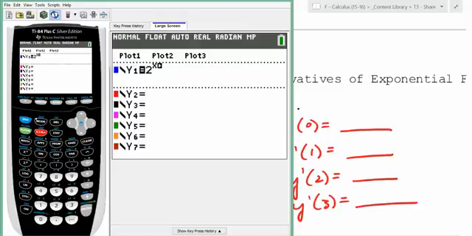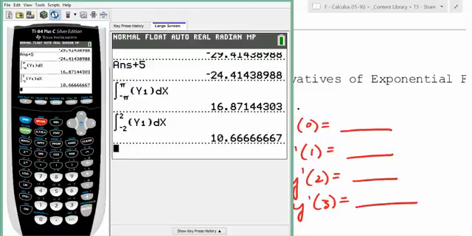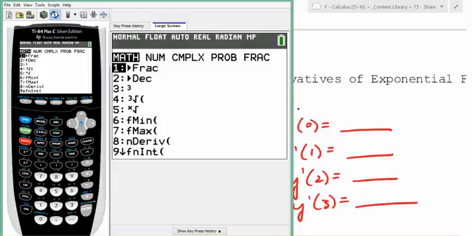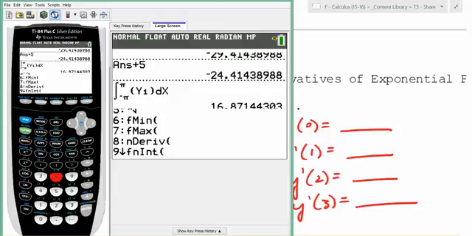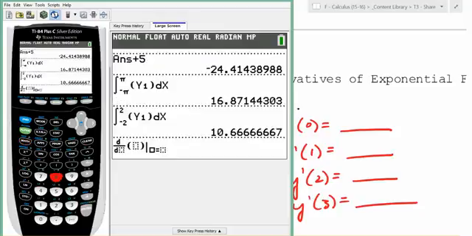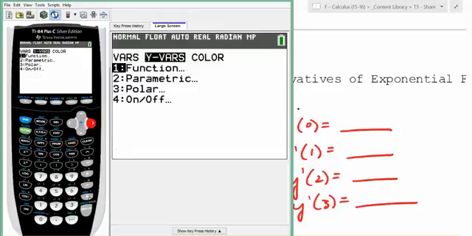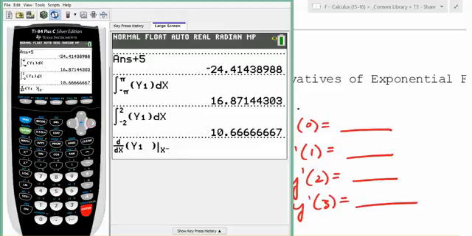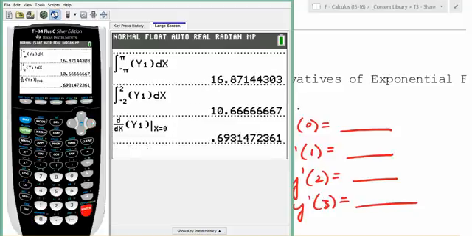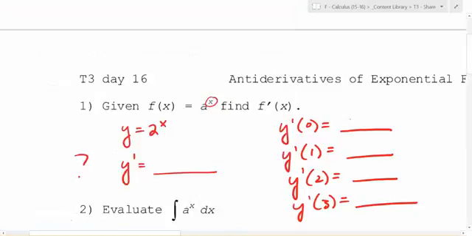It's 2 to the x. So there's our function right there. Does anybody remember which one it is? It's math, 8. Okay, so I'm going to do d/dx of, which function was it? Y1, Y-vars, Y1, and it's going to be at x equals what? What's the first one? 0. I do x equals 0, and I press enter. It tells me the derivative is 0.693.